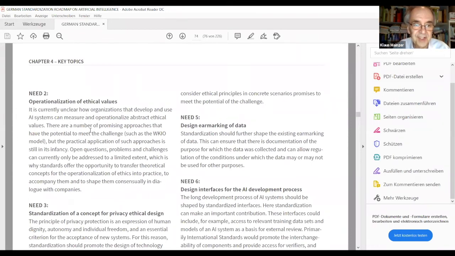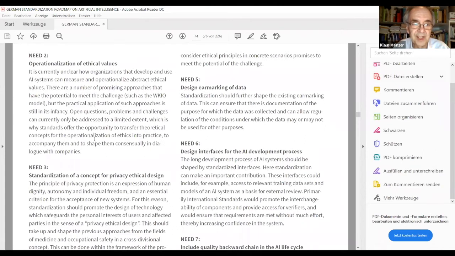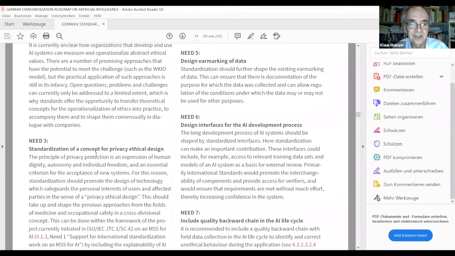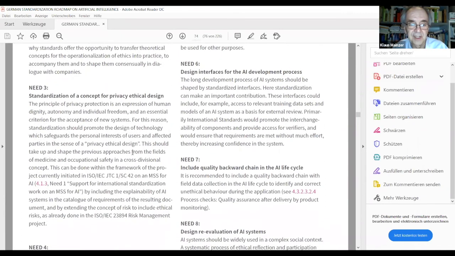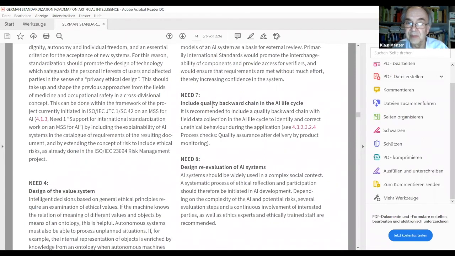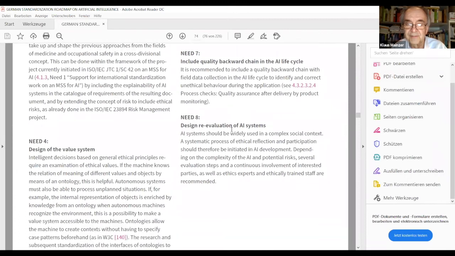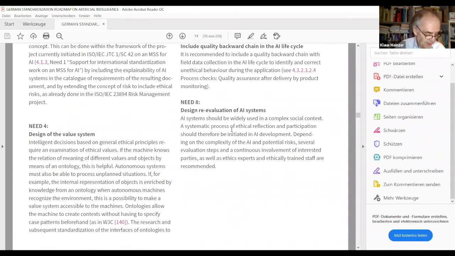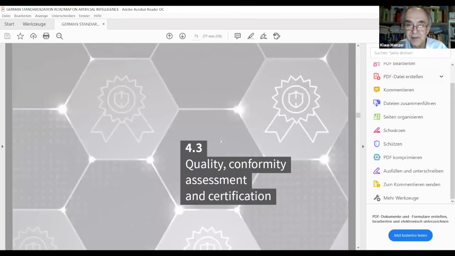Then operationalization of ethical values. How far is that possible? And how far, what is done internationally in that field? Standardization of a concept of privacy, ethical design, design of value systems, and so on and so on. For example, here include quality backward chain in AI life cycle, if you have a concrete product, which has a certain life cycle of evaluation. And the third research group concerns proofs of conformity and certification and verification.